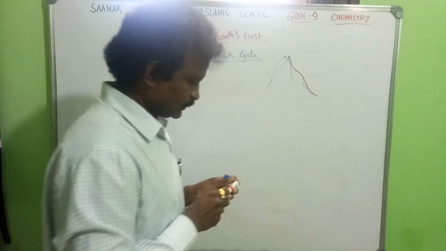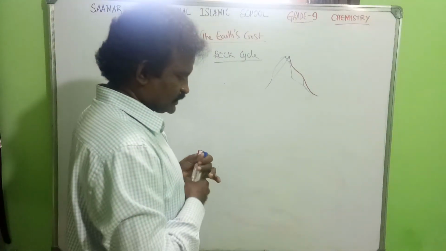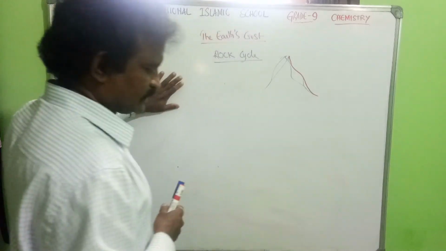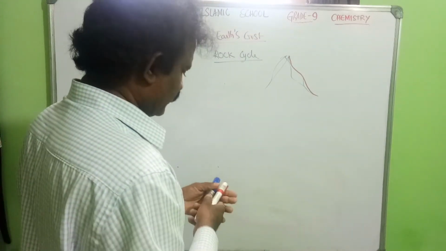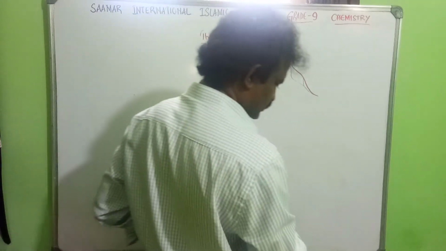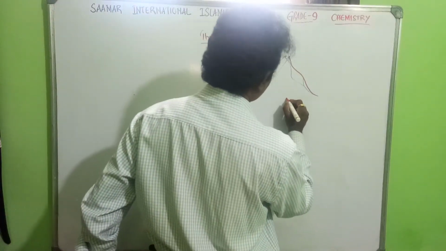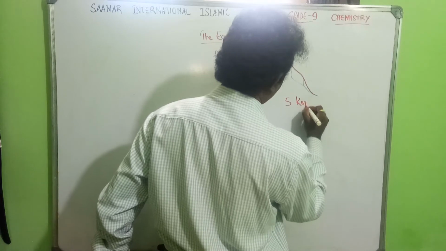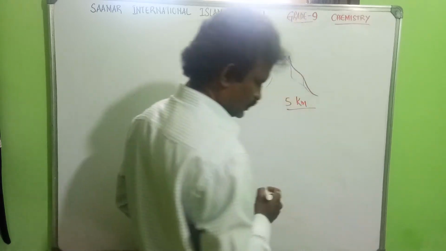Now the crust varies in thickness, from 5 kilometers. It could be 5 kilometers below.